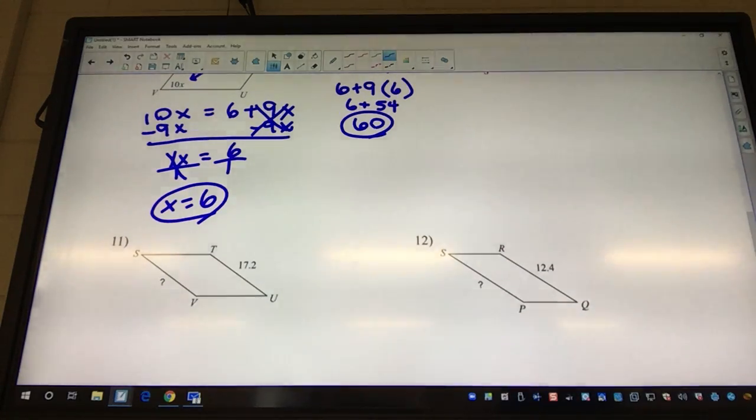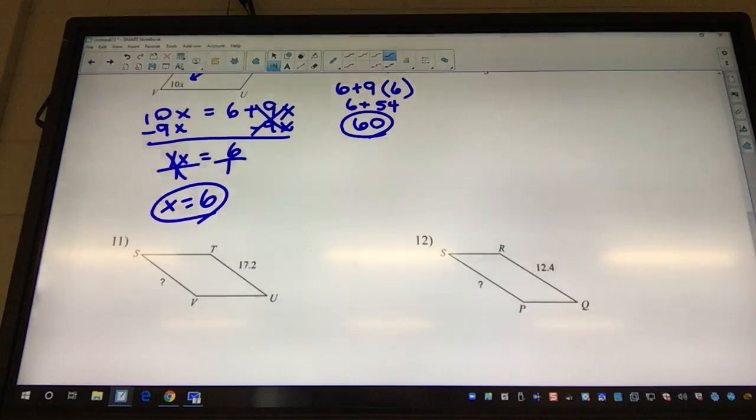Okay, 11. It wants you to find the other side. So, if that side is 17.2, what is the other side? 17.2. Okay?